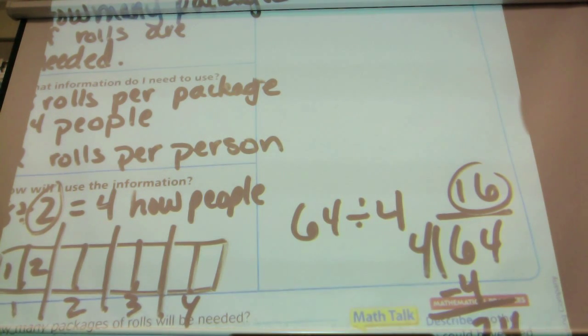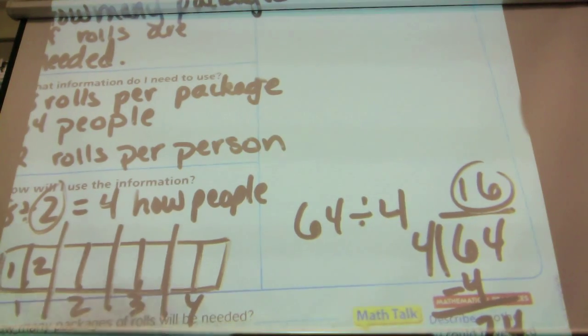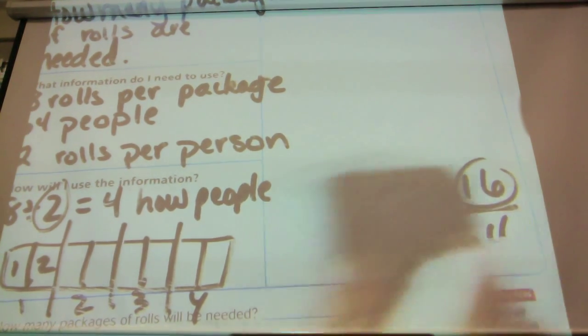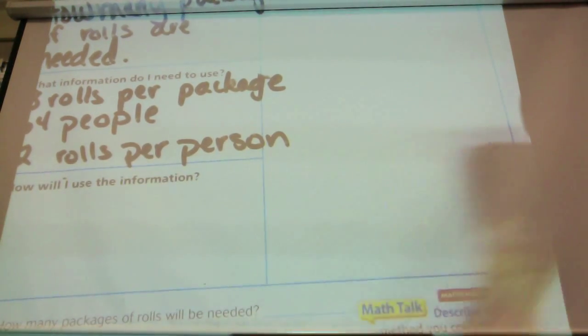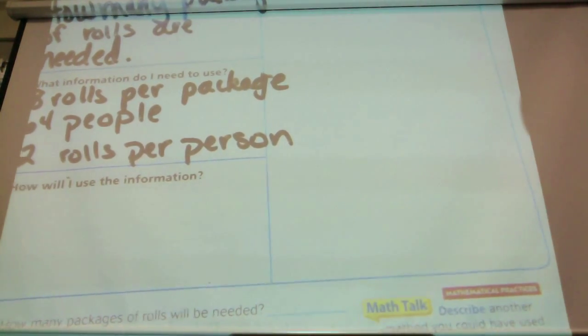Okay. I don't want you copying this down. So those of you whose pencils are going need to stop.